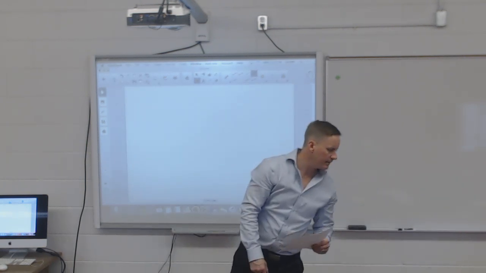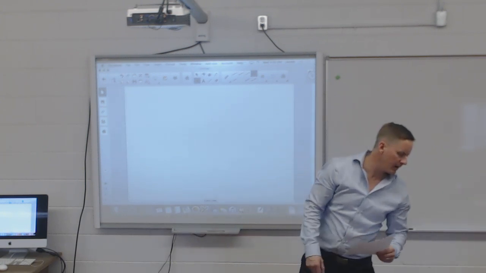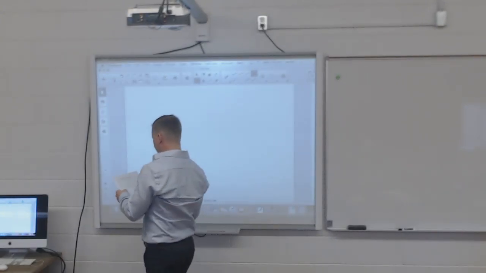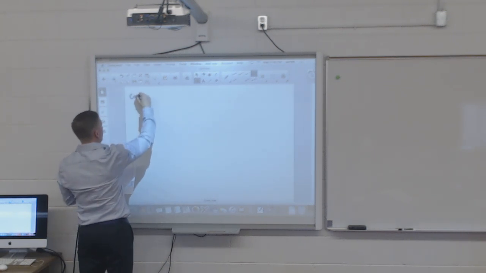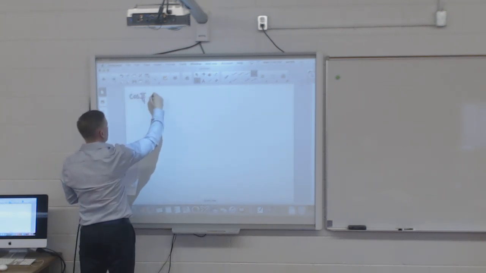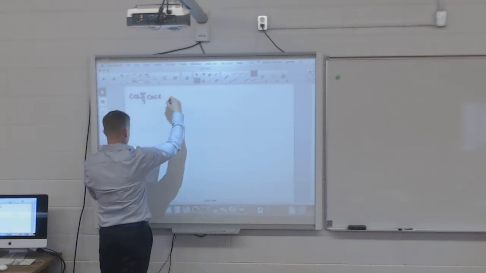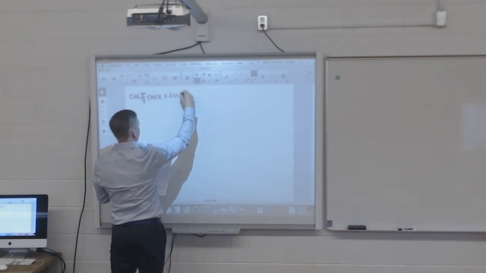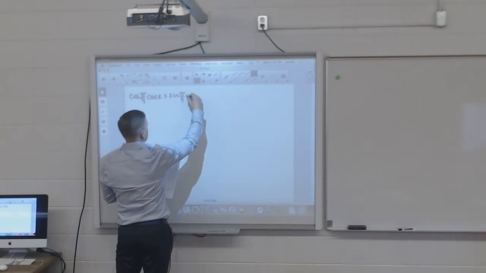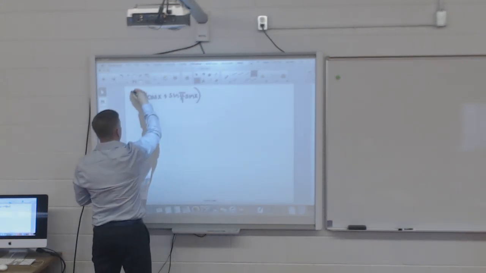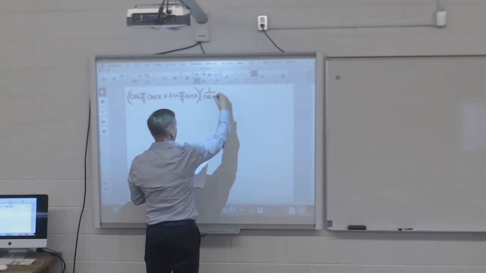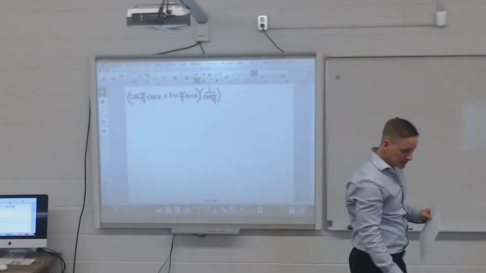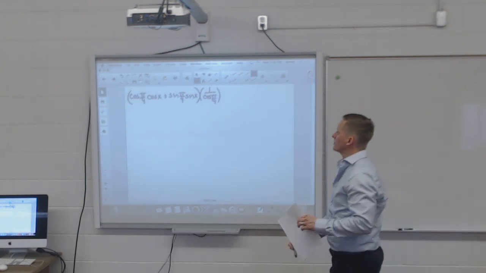Okay, so I've got cos of pi over 4 subtract x, right? So I'm going straight to my identities here, okay? So I got cos pi over 4 cos x plus sine pi over 4 sine x, times 1 over cos pi over 4. I think. Okay, so I'm just gonna start with this side.